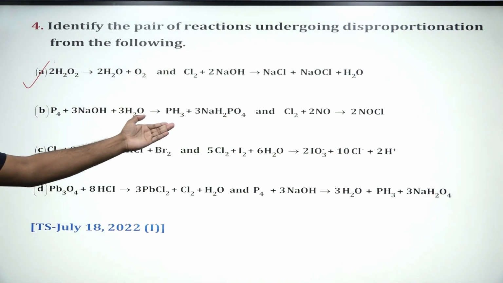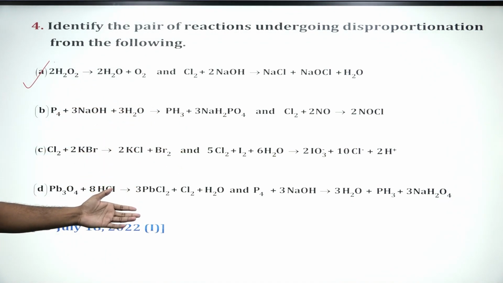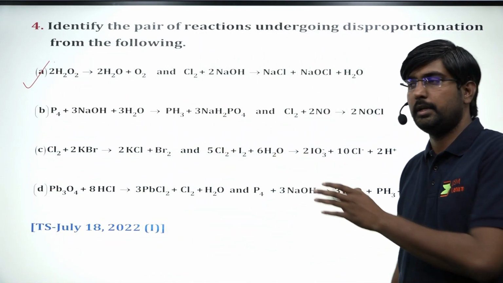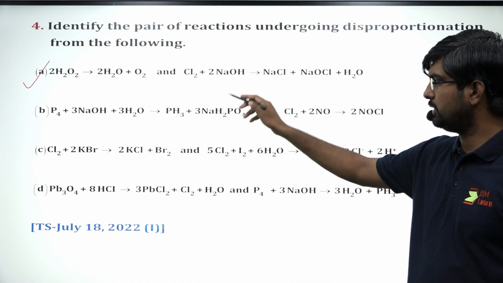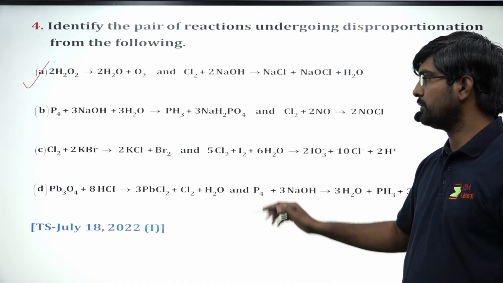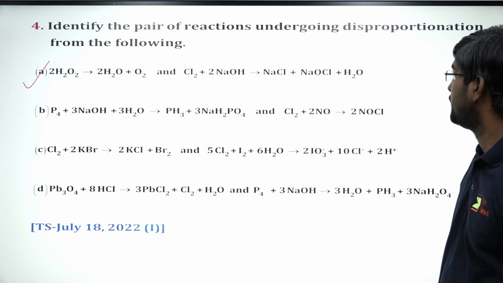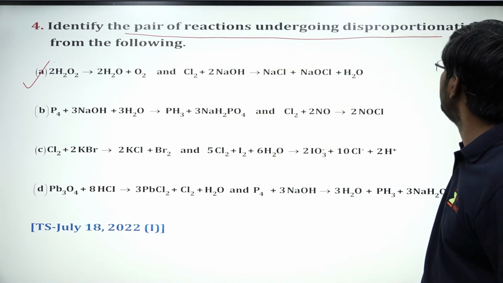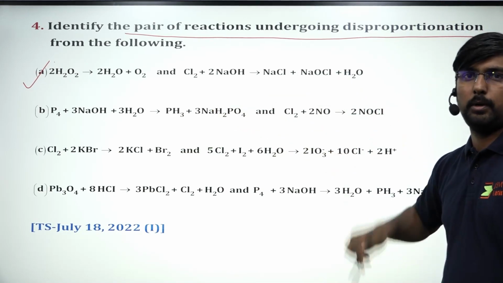And if you consider all the reactions, you can easily check. I don't want to waste your time. Already you know what a disproportionation reaction is. We discussed and we did one question also. Similarly you can check, in all these pairs only one reaction is a disproportionation, the other one is not. But here we have to identify the pair of reactions undergoing disproportionation. So here both the reactions undergo disproportionation.